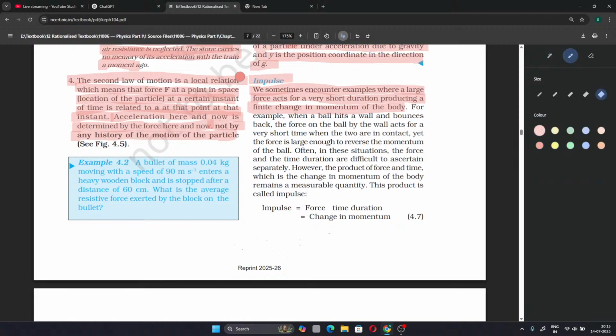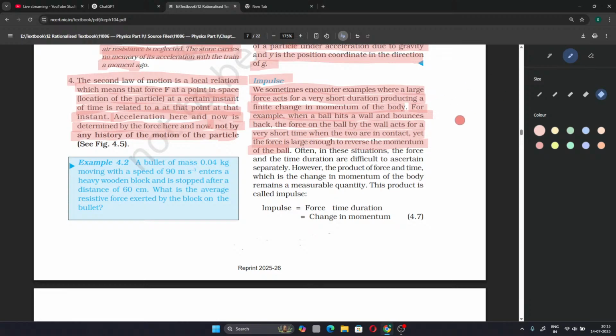We encounter examples where a large force acts for a very short duration, producing a finite change in momentum of the body. For example, when a ball hits a wall and bounces back, the force on the ball by the wall acts for a very short time when the two are in contact, yet the force is large enough to reverse the momentum of the ball.